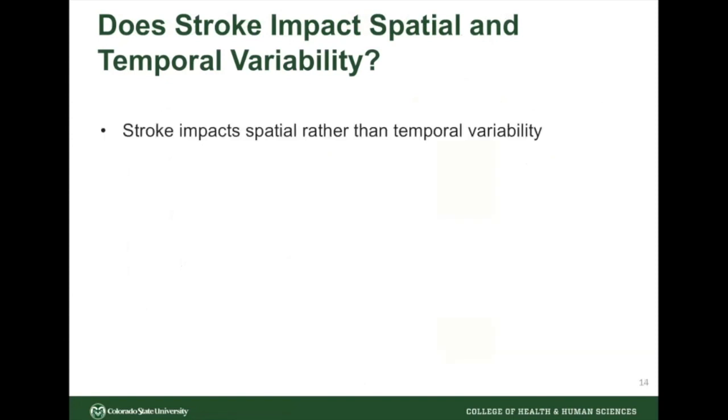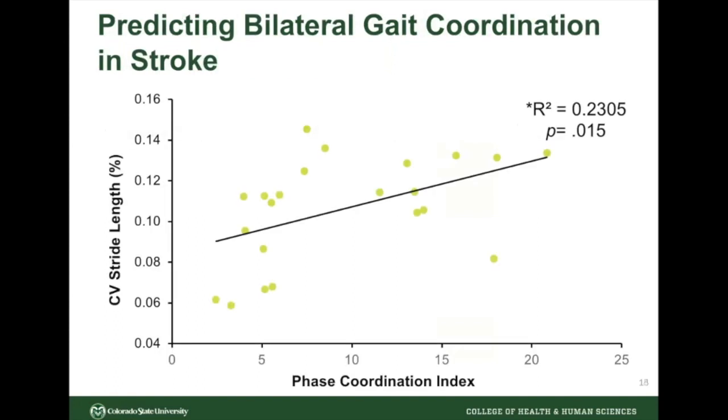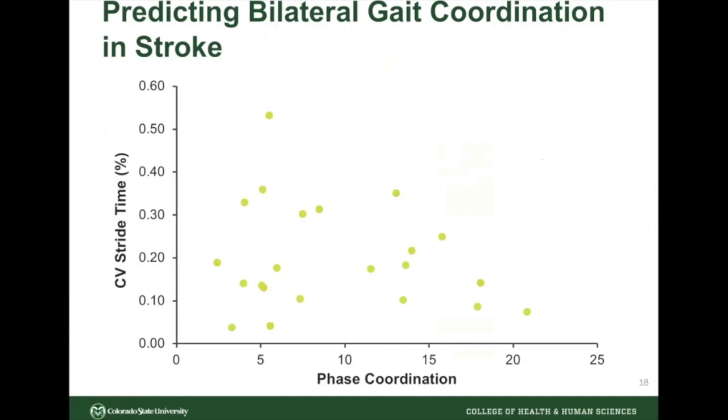For the second question, we determined the association between gait variability and bilateral gait coordination. Here, we found that stride length variability was related to bilateral gait coordination. We found a significant association between stride length coefficient of variation and the phase coordination index. These results demonstrate that spatial gait variability is correlated to reduced bilateral gait coordination in people with stroke. Another regression was conducted among the stroke group for stride time CV and PCI. However, no relationship was found, indicating that temporal variability has no association with reduced bilateral gait coordination seen in stroke.